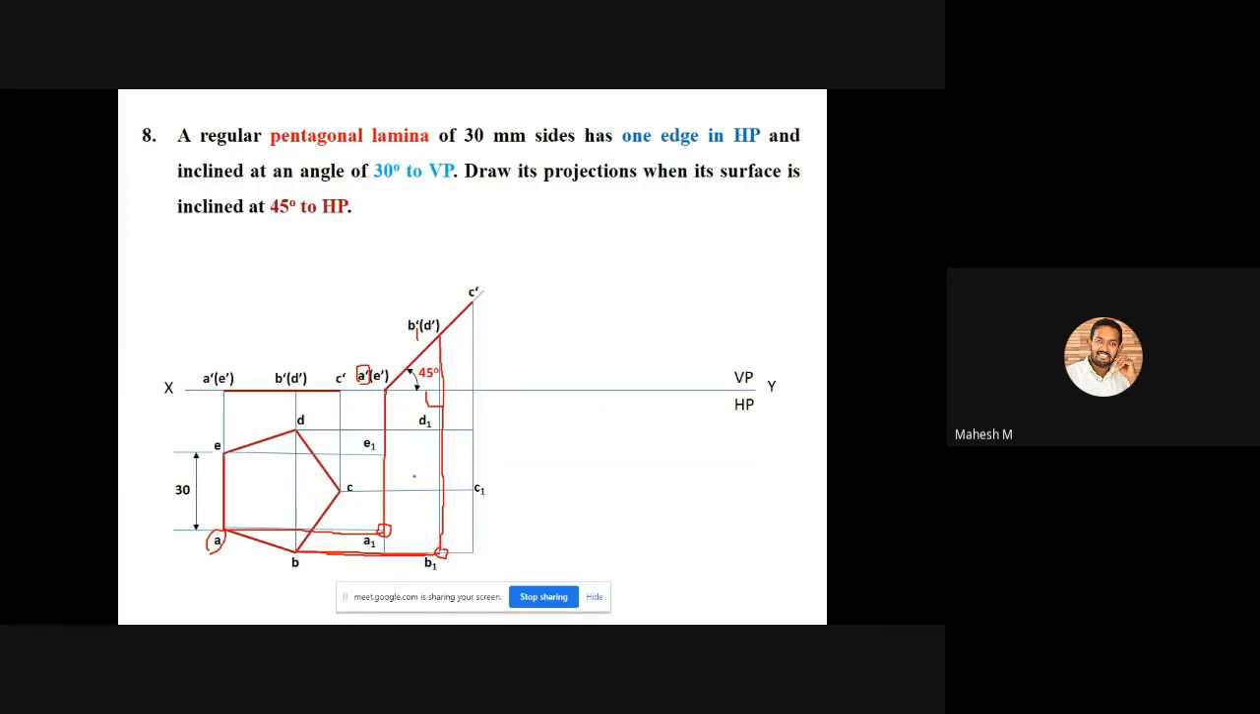So similar to this, these 2 points will meet at a point that is called C1, and the point D will meet at a point that can be marked as D1, and the point E will meet at a point that can be marked as E1.